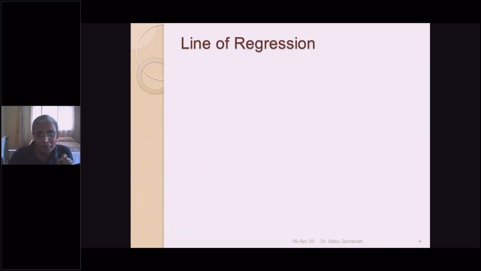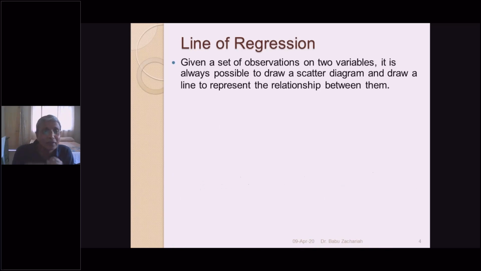Line of regression. Say, given a set of observations on two variables, it is always possible to draw a scatter diagram and draw a line to represent the relationship between them. Just like what we have been doing, in the scatter diagram we can put a line and predict the value of y for any given x. Suppose x is equal to 3. What is the value of y? We can put a line like this and a horizontal line like this. So y is equal to 5. We give the answer. But this has a problem.